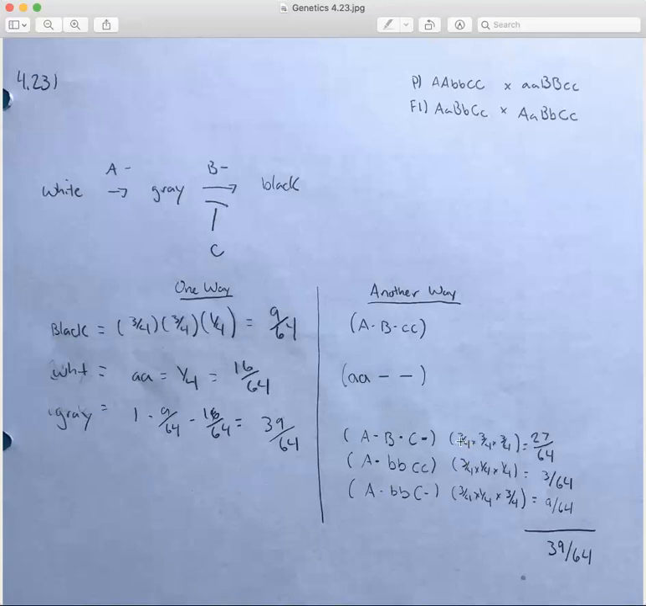And so then you can just times out each of these individually. You get 27/64, 3/64, and 9/64. Add all those together, and you get 39/64. So that's a little bit different way you could do that, just explicitly spelling them all out, or you could just do one minus the other two results. Okay, so that's that one.